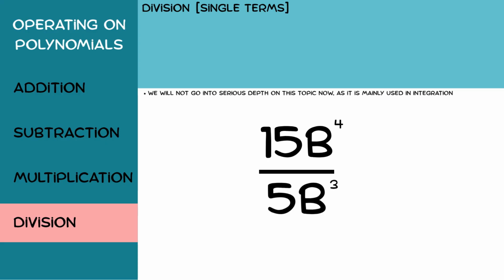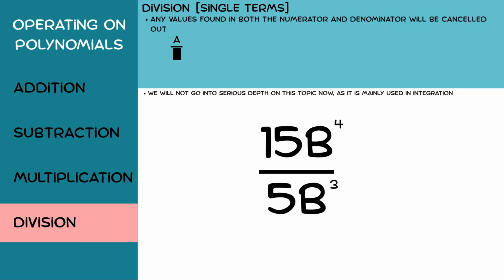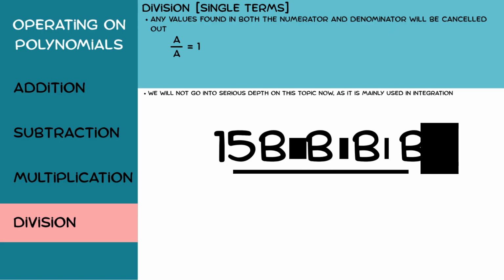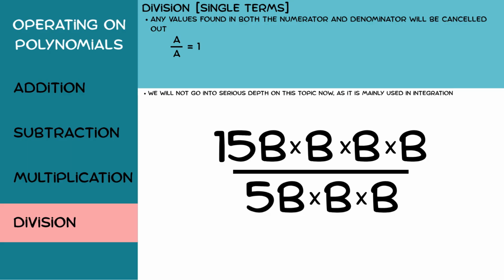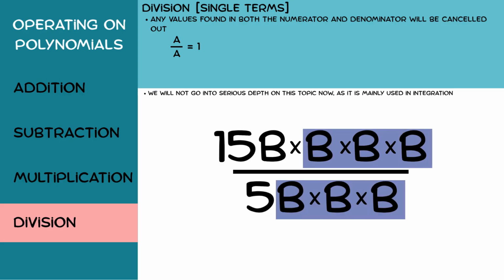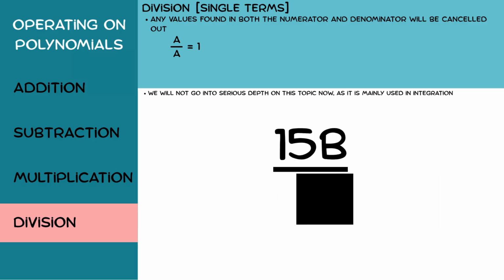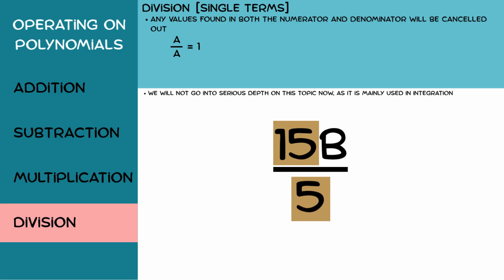To do so, we would need to understand that any values found in both the numerator and the denominator must be cancelled out, as when you divide a number by itself, it gives 1. Therefore, if we were to expand these terms to look like this, we would notice that 3b's in the denominator would cancel out 3b's in the numerator, giving us this expression. 15 divided by 3 is simply 3, giving a final answer of 3b.